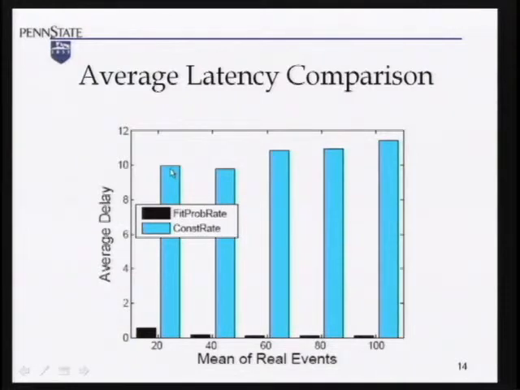We assume here the dynamic traffic packet rate is one. The average interval is 20 seconds. So in this case, for the constant rate scheme, it's about half of that, so 10 seconds. But in our case, because we adjust the distribution of this interval for the real event, you can see the delay for the real event is now very small, less than 1 second.